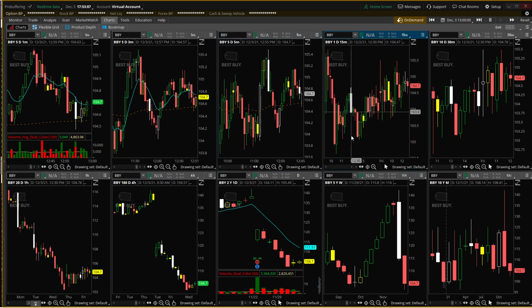I don't know if this setup is lining up exactly, but we're making higher highs here and lower lows here. This could be a 3 on a longer time frame, an hour or a 4-hour. So when you're looking at multi-time frame analysis, that's what you can see.